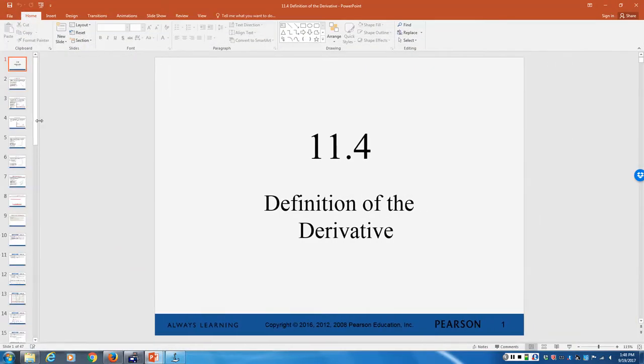So we are ready now to talk about the definition of the derivative. And all we will do in chapter 12 will be applications and learning how to take derivatives of functions. But this is the definition of the derivative. Okay? This is what a derivative means.